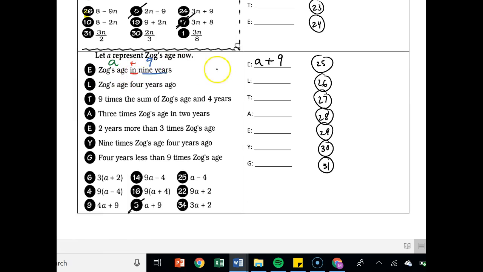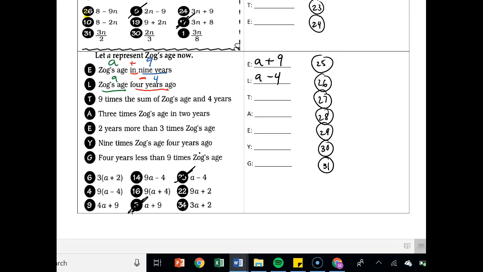Zoe's age in 9 years. I just said A plus 9, and then I crossed it off in the bottom here. So Zoe's age 4 years ago. So again, her age is our variable. 4 years ago would be subtraction, and we're talking with 4, right? So we've got A minus 4 is our expression for that. That's 25, so I crossed it off.